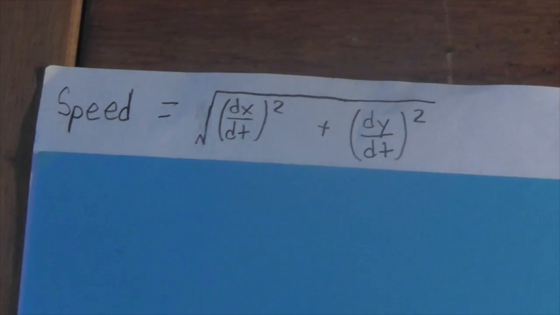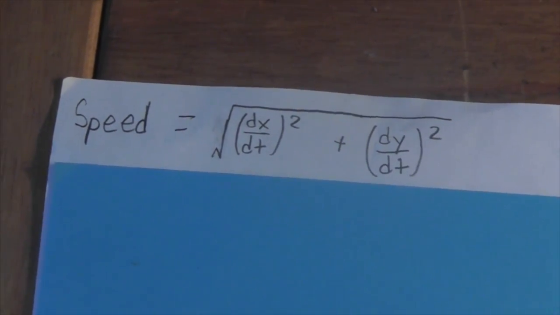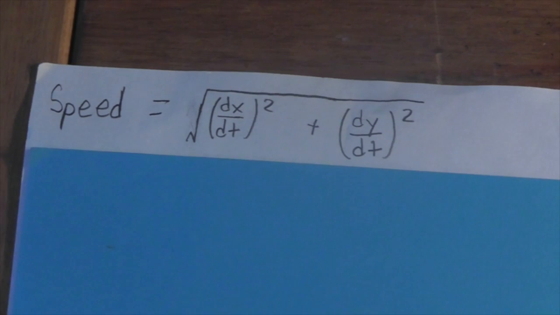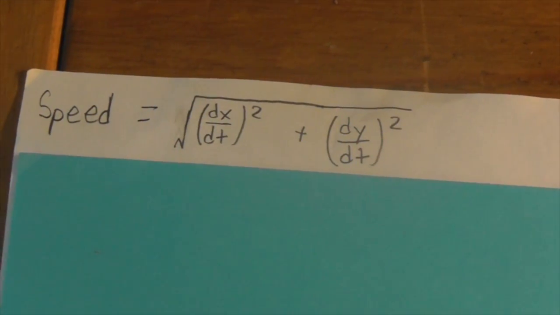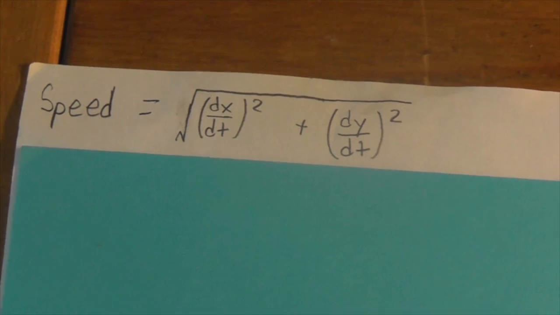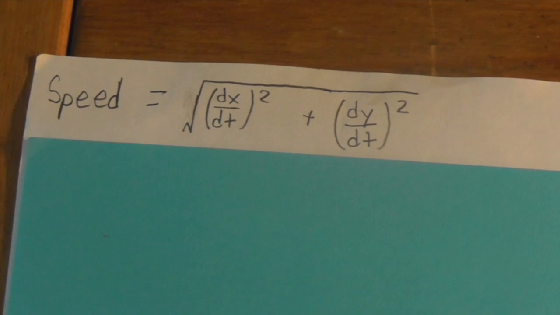Let's start by solving part A of this problem, which asks us to find the speed and the acceleration vector of the particle at time t equals 3. Really quickly, the speed of any particle at a given time is the square root of (dx over dt) squared plus (dy over dt) squared, where t is the given time where you want to find the speed.